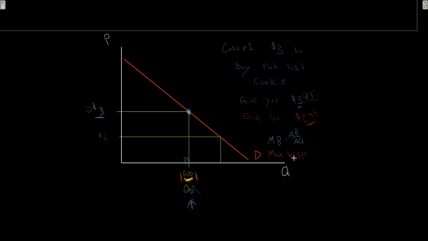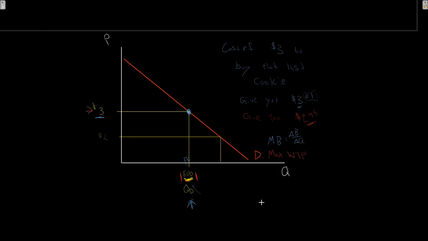In this case, the marginal benefit, the extra monetized benefit that you received from that extra cookie was $3. So you received the equivalent of $3 worth of benefit for the last cookie, but I'm only offering you $2.99? You're going to say, no way. Sorry, I'm going to buy that cookie. I get more benefit, more value from that cookie than I do from your $2.99. Not worth it to me.